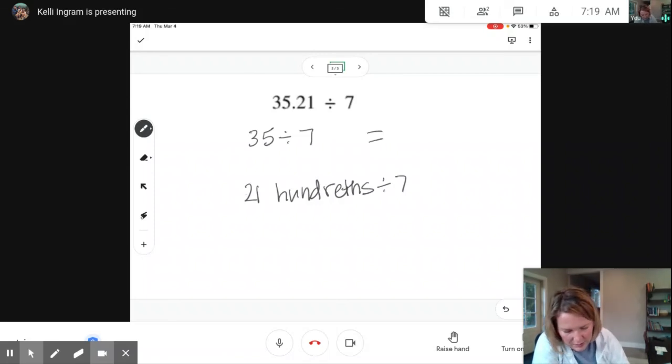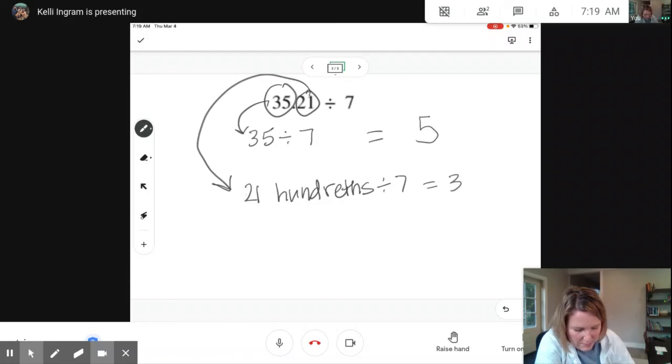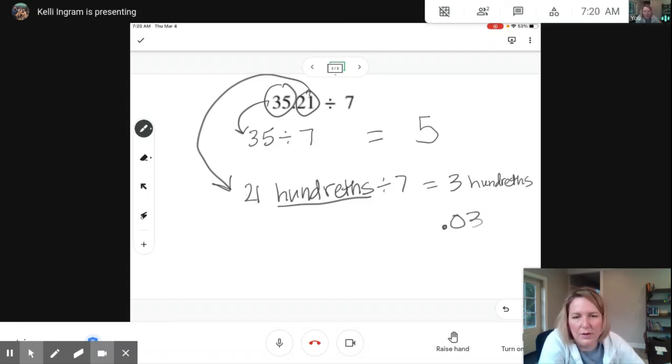Okay. So I took my 35, it's here. I took my 21 hundredths, it's here. And both times I'm dividing by 7 because that's what the problem tells me to do. So 35 divided by 7 is 5. 21 hundredths divided by 7. Well, 21 divided by 7 is 3, but it's hundredths, so it would be 3 hundredths. And I write 3 hundredths like this. 3 hundredths, right? I put that 3 in the hundredth spot.